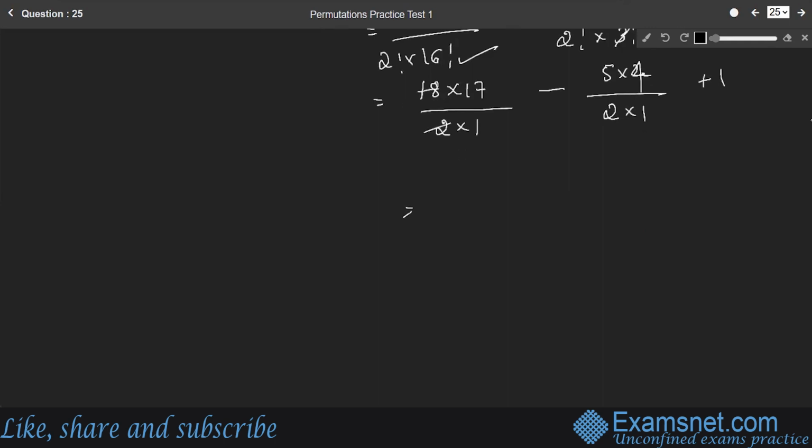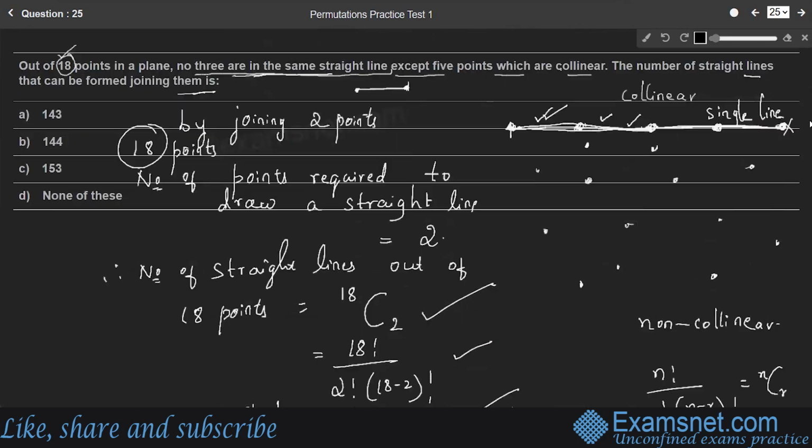So we have 17 into 9, which is 153, minus 5 into 2, which is 10, plus 1. So 143 plus 1 is equal to 144. Therefore, totally we can form 144 straight lines, right, out of 18 points, such that no 3 points lie in the same straight line, right? No 3 points lie in the same straight line, right? Therefore, option B is the right answer.